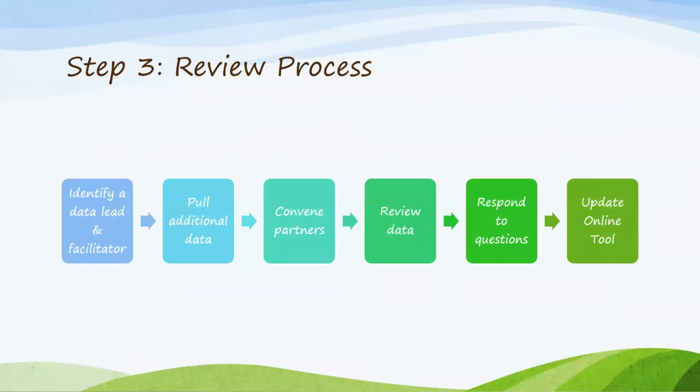We recommend following a defined process to complete this step. Begin by identifying someone who can take the lead on pulling data beyond what MDHHS and MPHI have provided. Also, identify someone who can facilitate the process of discussing the data, documenting findings, and entering findings into the online tool. Next, review the data provided to you and identify indicators you want to add, indicators you want to look at for specific geographic areas, and indicators where you want to explore disparities.